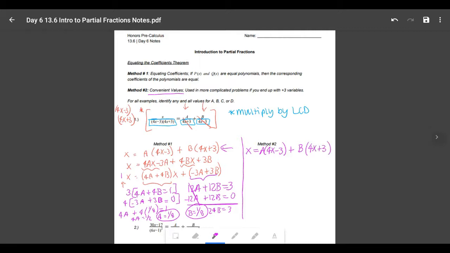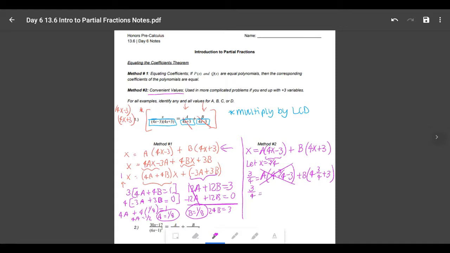All right, so in order for this binomial to be 0, x would have to be 3/4. So we're going to say let x be equal to 3/4, and everywhere in the problem, I'm going to substitute in 3/4 for x. So I got 3/4 equals a times 4 times 3/4 minus 3 plus b times 4 times 3/4 plus 3. And this gives me a times 0, which is 0, so this cancels out.